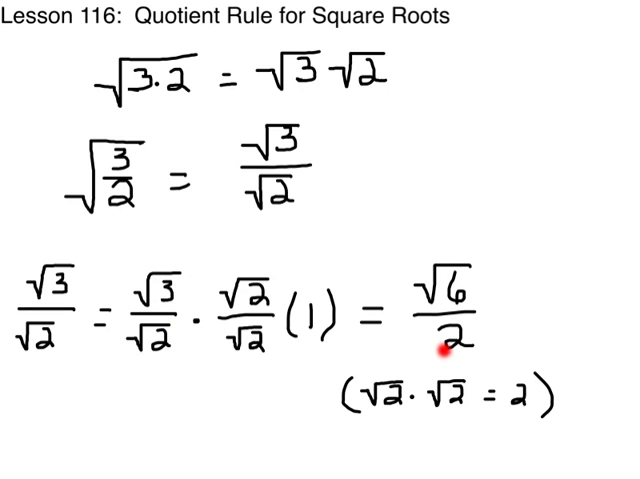When we do this, we know that the bottom is just going to equal plain 2. That's what we wanted. And the square root of 3 times the square root of 2 is the square root of 6. So simplified, this would be the square root of 6 over just plain 2.